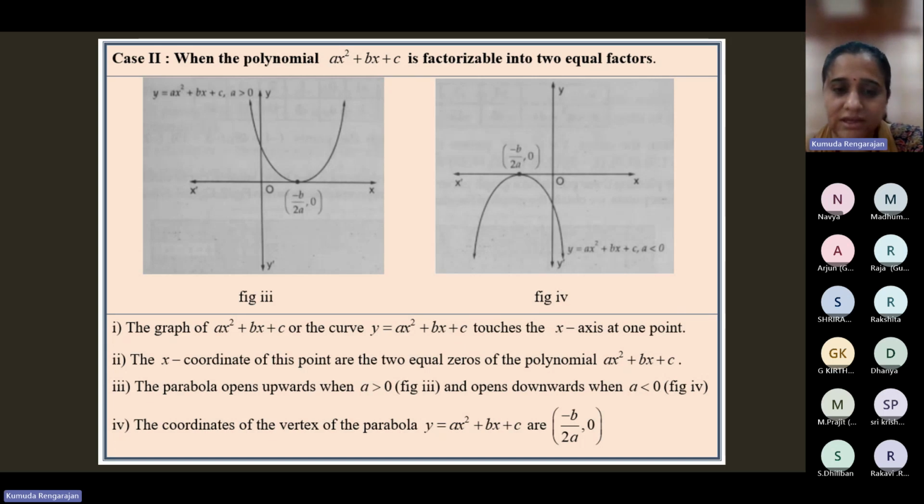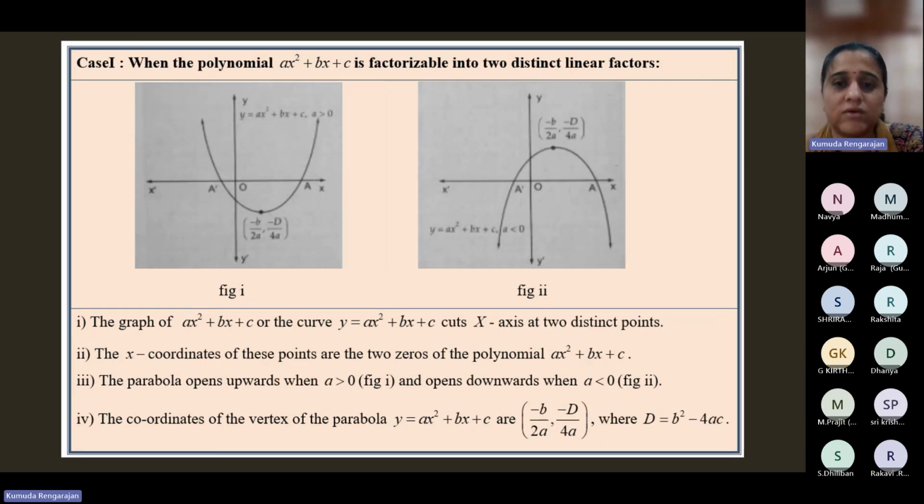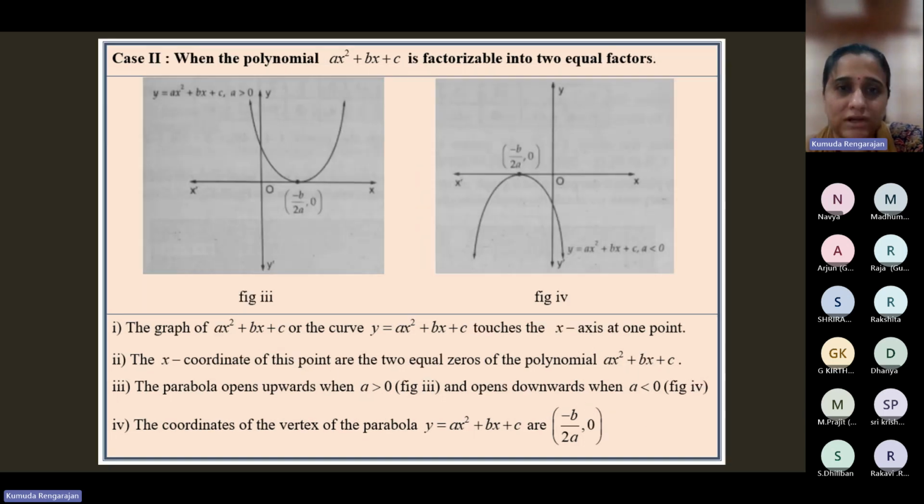With two roots, it will cut the x-axis at two different points. The vertex will not lie on the x-axis. And you can see the coordinates. Here, the vertex lies on the x-axis, so the y coordinate is 0. So it's minus b by 2a, comma 0. And you can see the description here that y is equal to ax square plus bx plus c, and a is greater than 0, a is less than 0.